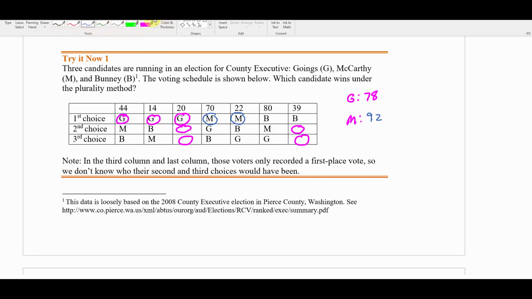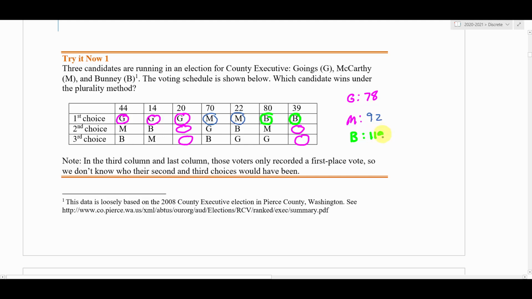Let's go green. And we've got Bunny, right? And Bunny's got 80 votes here and 39 here. So that's 119 for Bunny. So Bunny is our winner. Okay, and we'll specifically call him the plurality winner.